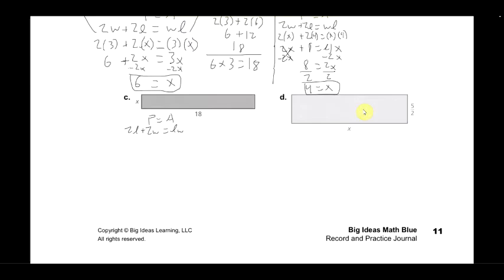Now let's plug in our relevant details, but first we'll go 2 parentheses, parentheses, plus 2 parentheses, parentheses, equals, parentheses, parentheses, parentheses, parentheses. Fill in our details. Let's go. Our length is 18. Our width is x. Our length is 18. Our width is x. Let's simplify. 2 times 18 is 36 plus 2x equals 18x.